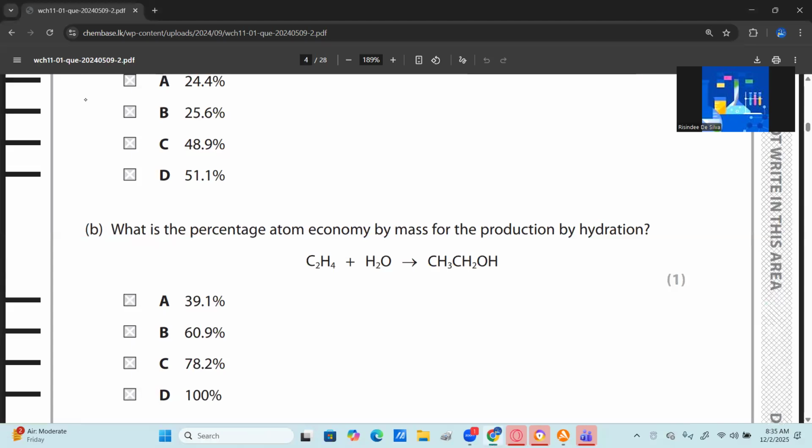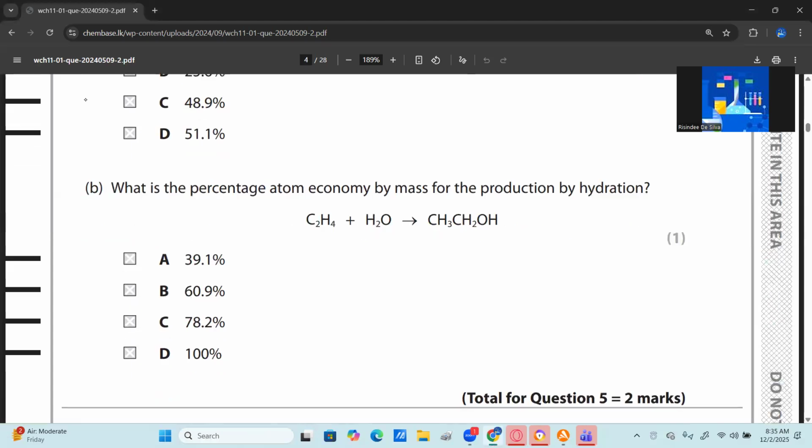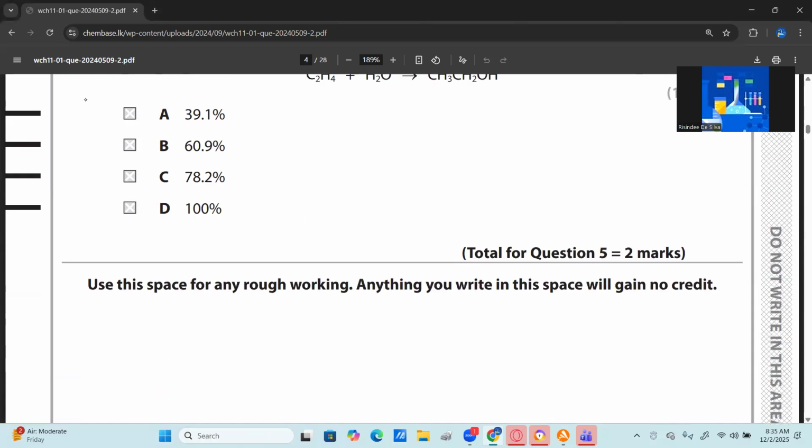What is the percentage atom economy? So children, when you see only one product, there's no doubt it is 100%. So the correct answer is D.